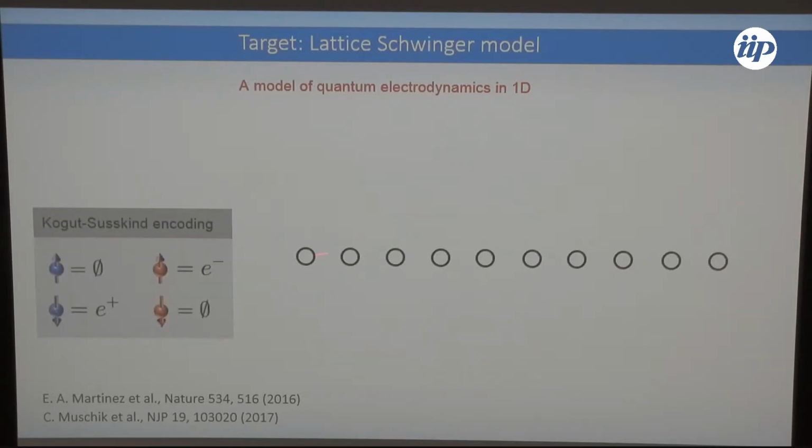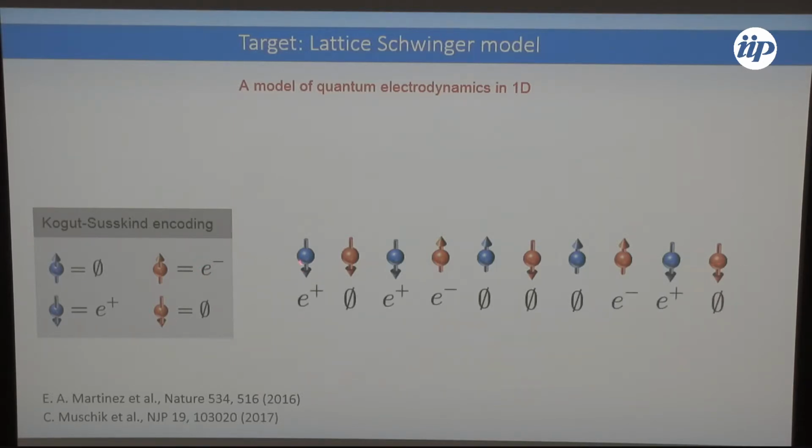We encode this as spins, and we have a sort of funny encoding here. It's a Kogut-Susskind encoding where you distinguish between even and odd sites. On an even site, if the spin is up, we say there's no particle. If the spin is down, we say there's a positron. On the odd sites, the definition is the other way around. If the spin is up, there is a particle, an electron in this case. And if the spin is down, there's nothing.